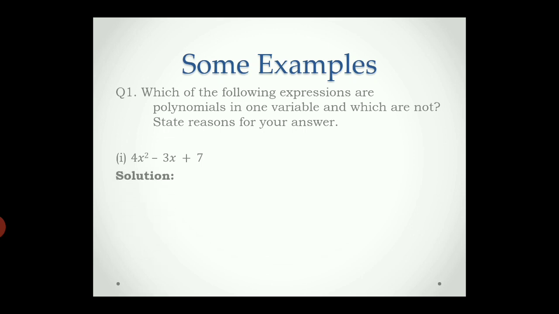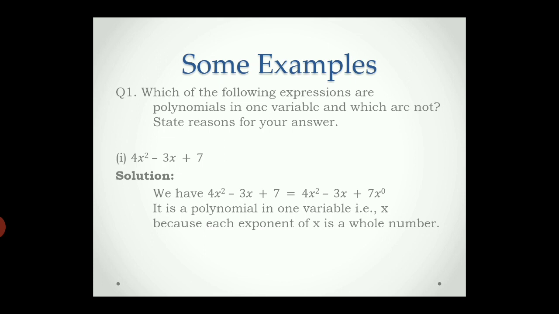Let's see the solution. We have 4x square minus 3x plus 7, which is equal to 4x square minus 3x plus 7x to the power 0, as anything to the power 0 is 1. Therefore, it is a polynomial in one variable because each exponent of x is a whole number.